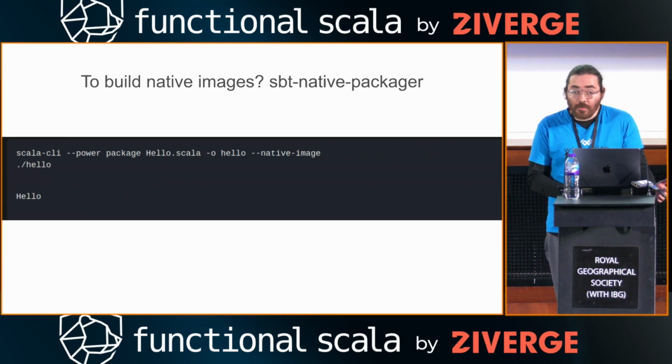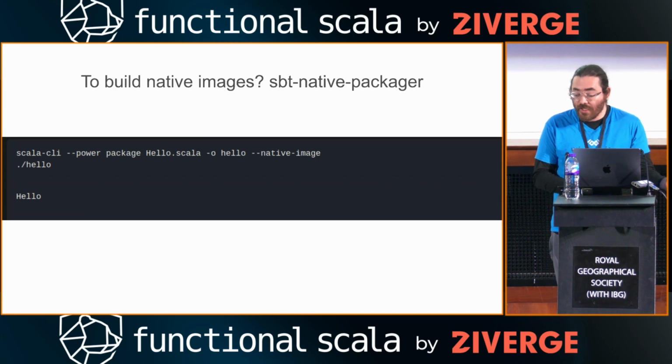What about GraalVM native images? It also works. Just provide a different command line option and you will get a GraalVM native image with Scala-CLI with zero configuration, no build definition, nothing. You get it right there.